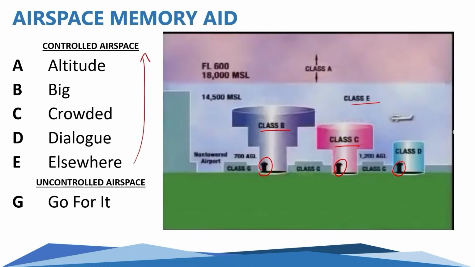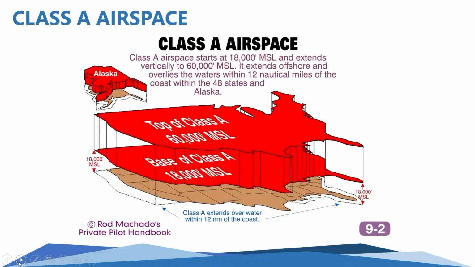Okay. So what we're going to do is pick these off one by one and talk about them. We'll take care of class Alpha, which is the easiest one to talk about. Class Alpha starts at 18,000 feet MSL, and it goes all the way up to 60,000 feet MSL. These are all considered flight levels. So what we abbreviate is flight level 180 to flight level 600, which is 18 to 60,000 feet. This is going to extend 12 nautical miles off the coastline within the lower 48.